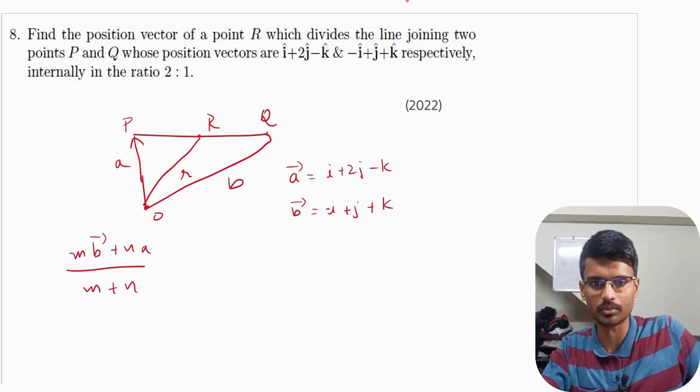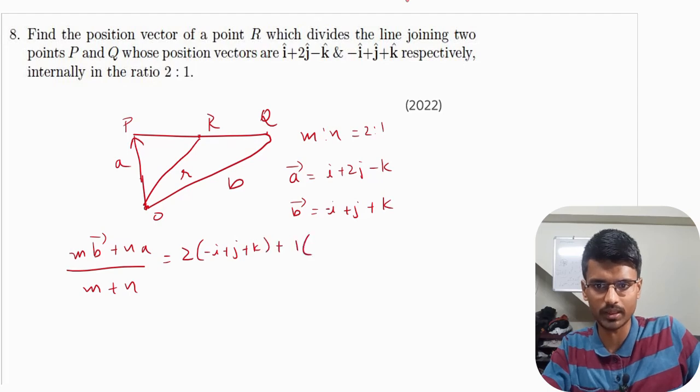We just need to substitute. What is m by n? 2:1. So I'll just substitute: 2 times (minus i plus j plus k). N is 1. A is i plus 2j minus k.